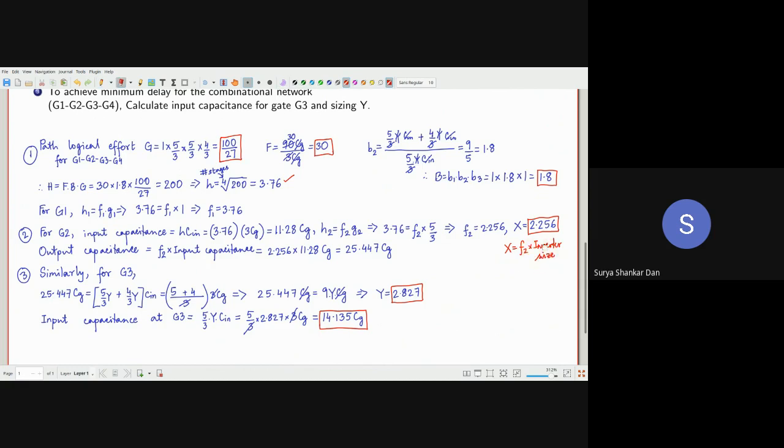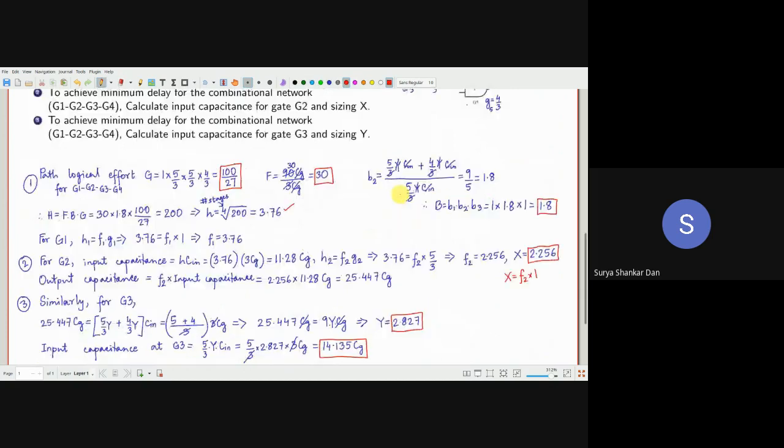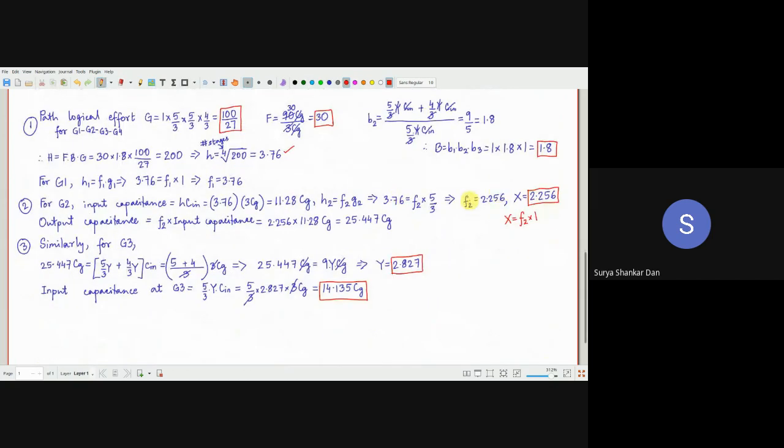So this inverter size is, luckily, given as 1 in the problem. Getting me? Okay, so that is the reason why X will be equal to F2, which is equal to this. Fine. So what will be the output capacitance?